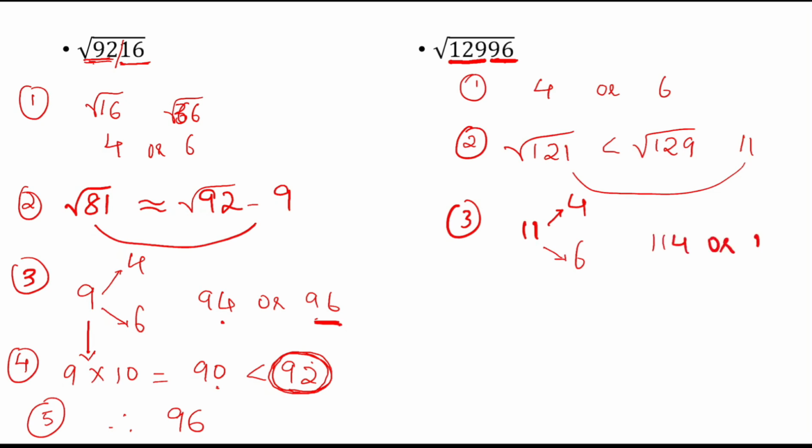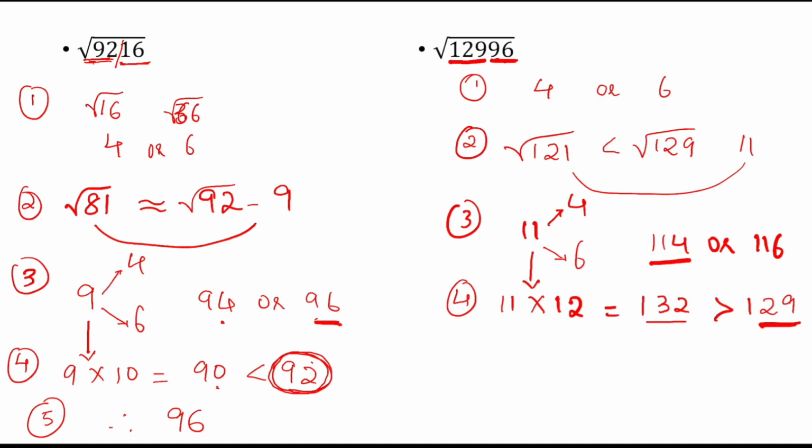114 or 116. So how to decide that? Multiply 11 with its next number, that is 12. So 11 into 12 is 132. So now compare 132 with 129. So 132 is greater than 129. That means 129 is less. Since this number is less, take the lesser number. From 114 and 116, the lesser number is 114. So take 114. So the square root of 12996 is 114.